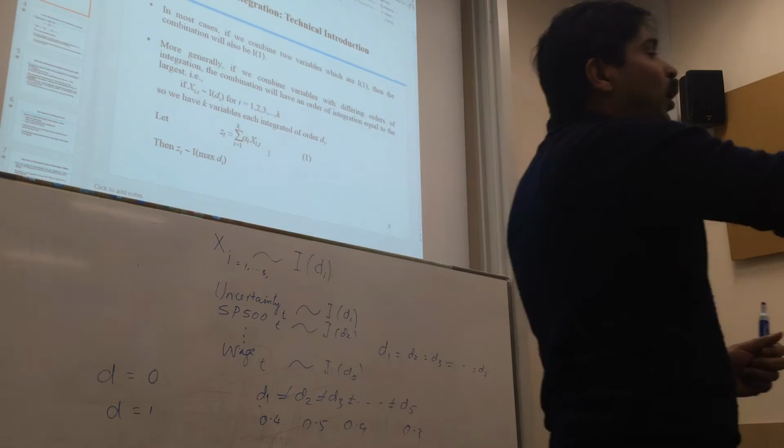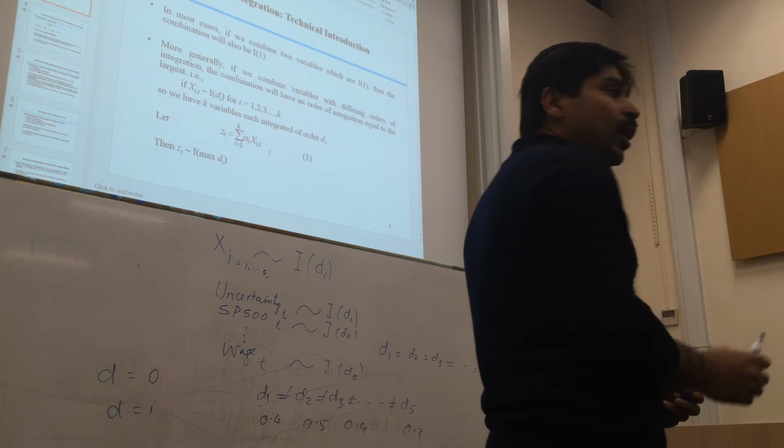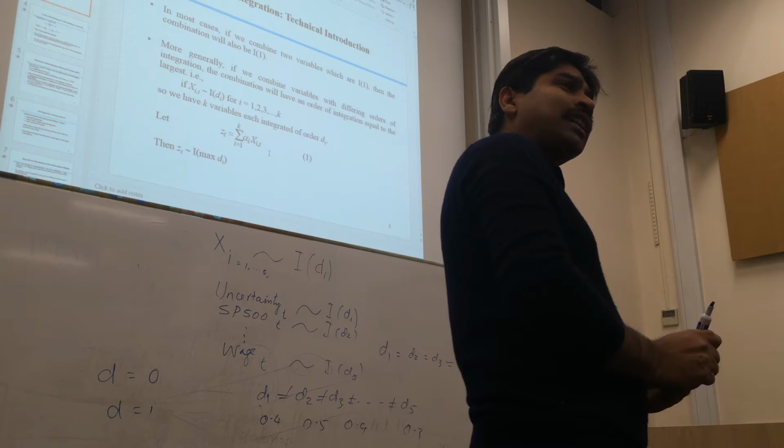So if the maximum order of integration is 1, so if I have 5 variables which are 0, 2, 3, 4, and another is 1, then the maximum order of integration will be 1. Okay? So that's a theorem. I did not invent it, somebody did, but there are some statistical proofs in favor of it. Why? Can you give me some philosophical explanation?